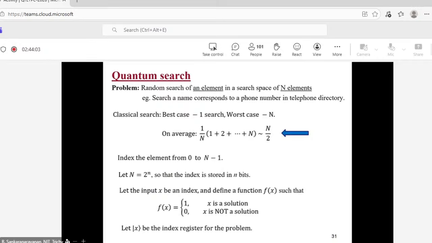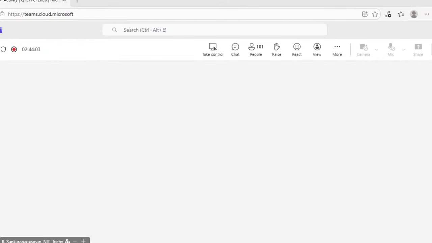Of course, now there is no telephone directory. In the telephone directory, the names are ordered alphabetically, and accordingly numbers are given. Suppose you know the number and you want to find the corresponding name. This is actually as good as a random search in the telephone directory.